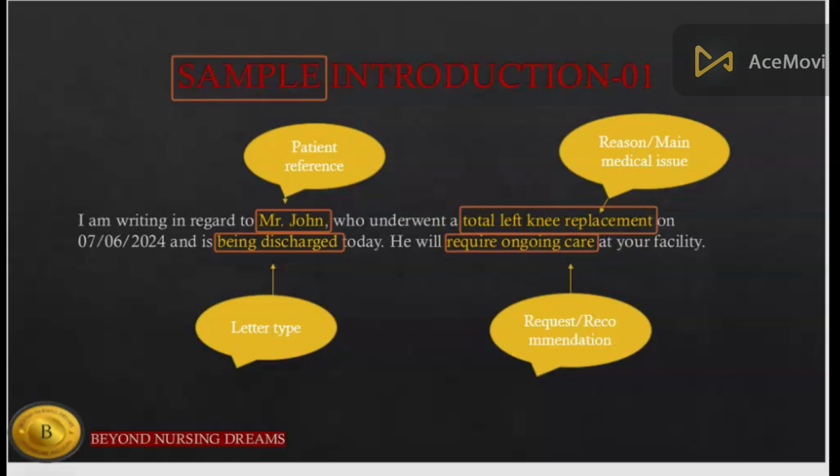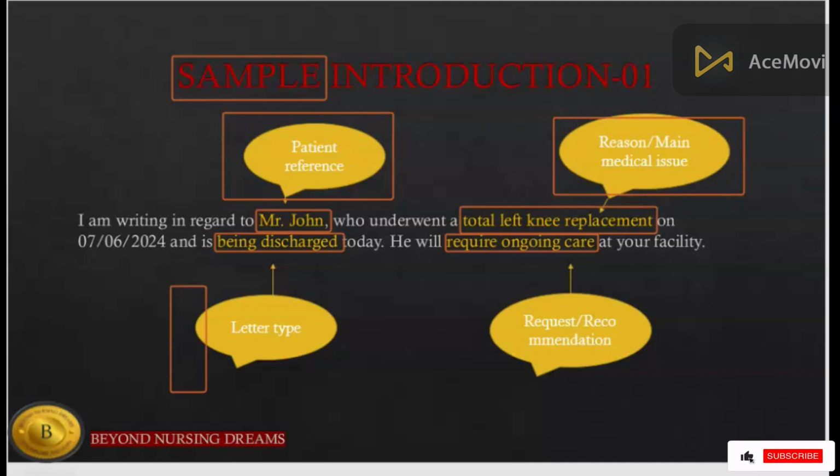So I have mentioned 4 main points in my introduction. Point number 1 is the patient reference, Mr. John. Point number 2 is the reason or the main medical issue, that is total left knee replacement. Point number 3 is the type of letter, that says being discharged today. And point number 4 is my request or the recommendation. It means he require ongoing care. So I have mentioned everything which is the demand of assessment criteria.